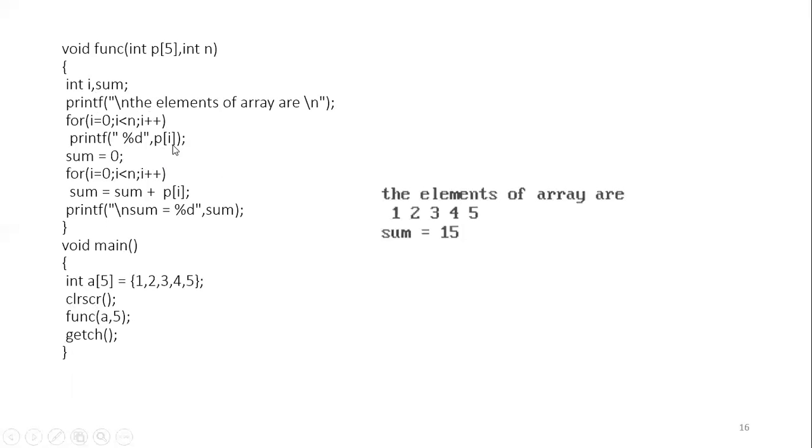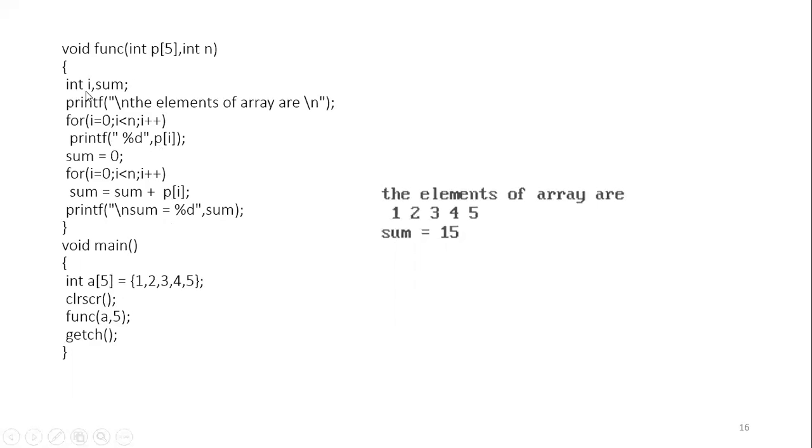I am accessing the elements of the array by using P, as P of I. Here I want to find the sum of the elements of the array. So the sum of the elements of the array is 15. So here I am passing the array name. So this P is referring to this. This is the actual parameter. This is the formal parameter.